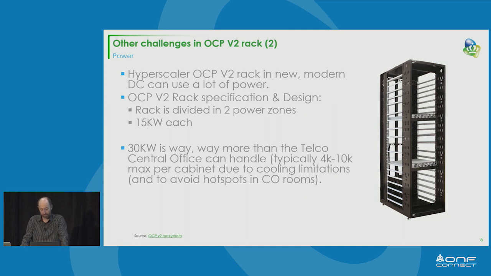Another challenge with the standard OCP v2 rack is that the power zones are divided into two areas. You have an upper power zone and a lower power zone, and each can do up to 15 kilowatt, so that's 30 kilowatt in total. In these older central offices, if I go to the people who manage these buildings and say I'm going to install a server there with 30 kilowatts, they will laugh at me and say, come back in 20 years, because it will not happen. What they typically can do is something like 4 to 10 kilowatts, depending on the location.